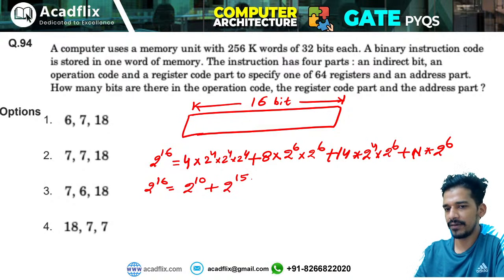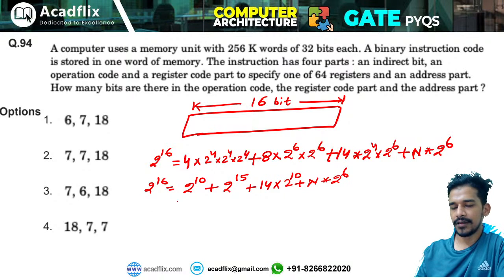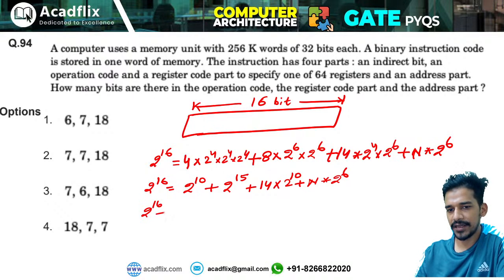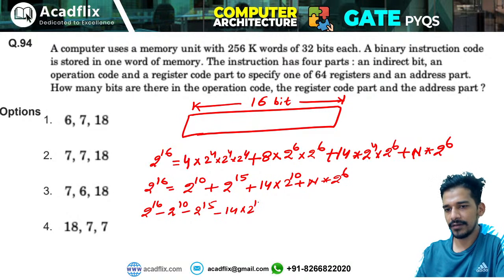Plus 14 into 2 to the power 10, and plus n into 2 to the power 6, right? So we can solve this equation now for the value of n. What we can do is take the common terms. We can say 2 to the power 16 minus 2 to the power 10 minus 2 to the power 15 minus 14 into 2 to the power 10 equals n into 2 to the power 6.